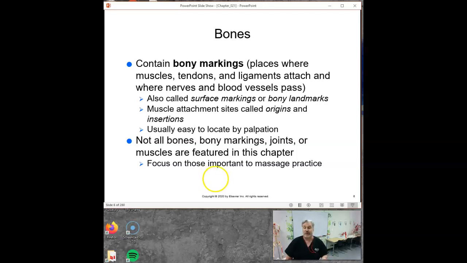And that's the purpose of them. The purpose is that we can find a bony landmark and then figure out where we are by what's attached to it.